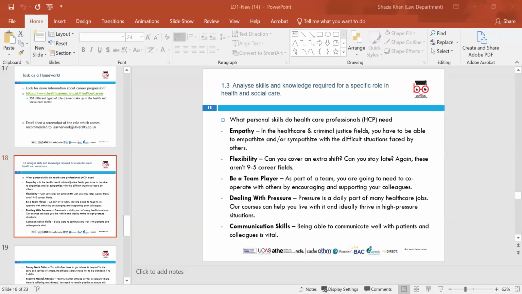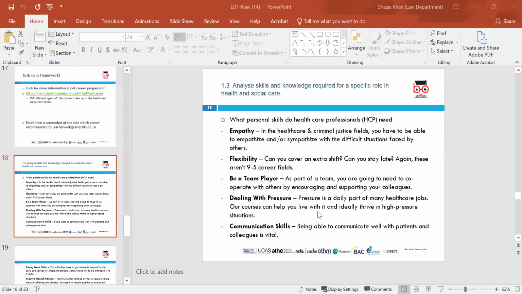What about a team player? So you need to make sure you work well with others. You work with your team. You have to get involved. You have to participate in what the team is doing so that you achieve a set goal. It's really important in any organization to be a team player.